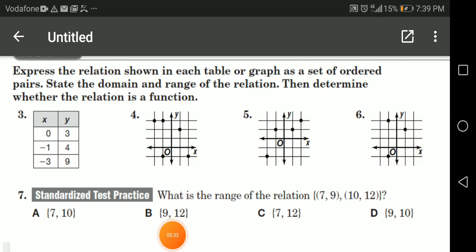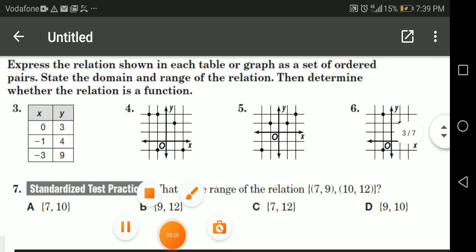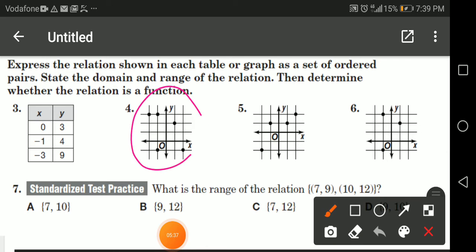And don't forget to tell that this is not a function. This is not a function. The relation is not a function, as we can't do here a line to connect the dots that we got.